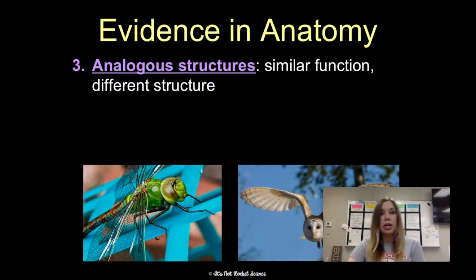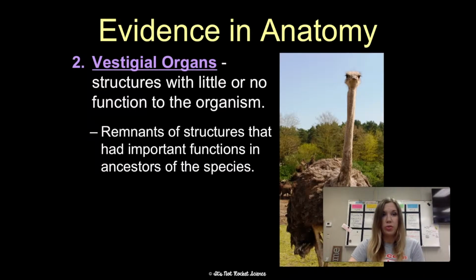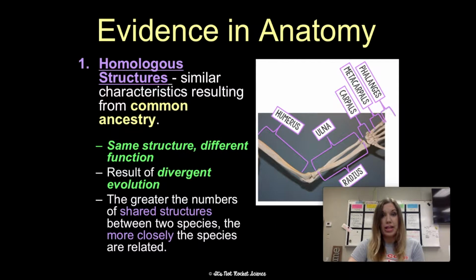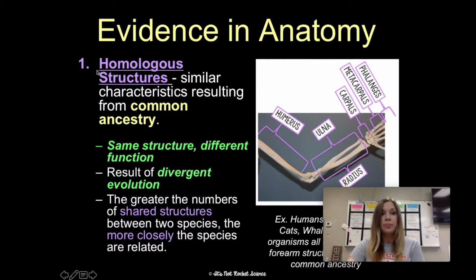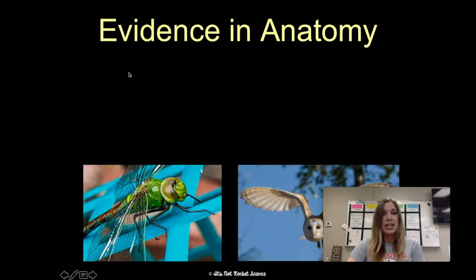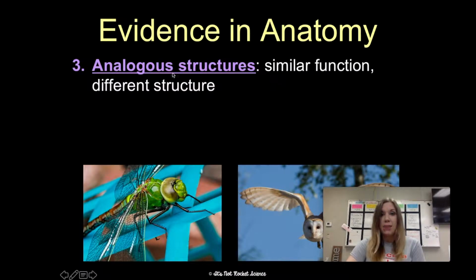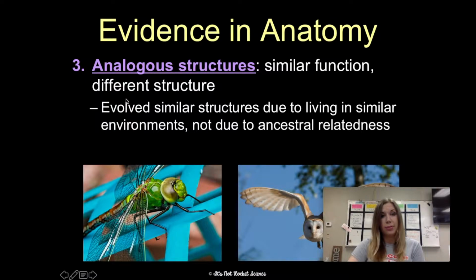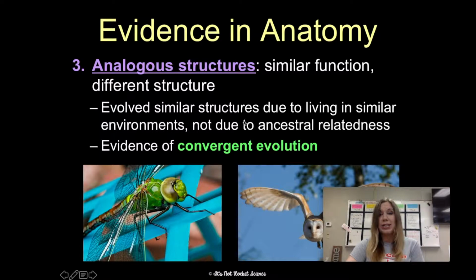Another word that I want you to know regarding evidence in anatomy is analogous structures. So we have vestigial organs, homologous structures (homo means same), and then analogous structures. Analogous structures are kind of like homologous structures, except the opposite. They have a similar function, but a different structure. This is when organisms have evolved similar structures due to living in similar environments, not due to ancestral relatedness. This is evidence of convergent evolution.